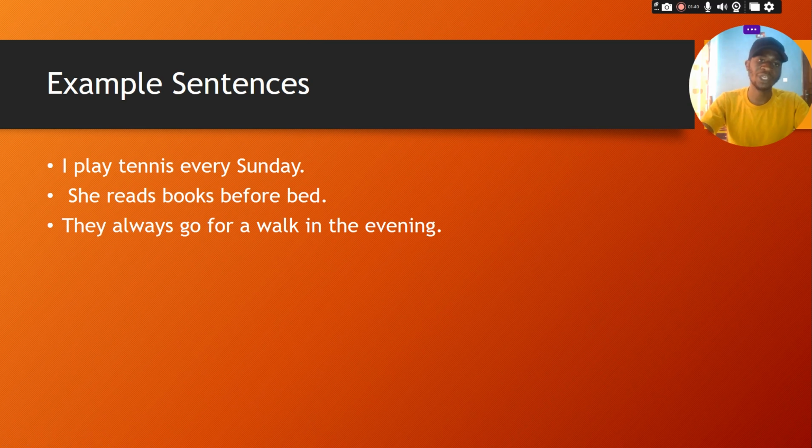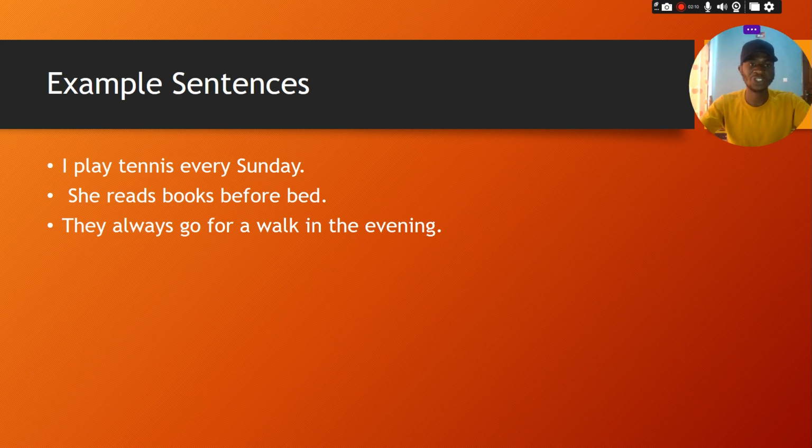Okay, we move on to example sentences. I play tennis every day. So in that case, we have our subject in first person, I. So we don't add es or s on our verb. Whenever you use I, we just say I play tennis every Sunday. I go to school every Sunday. No need to add s or es.